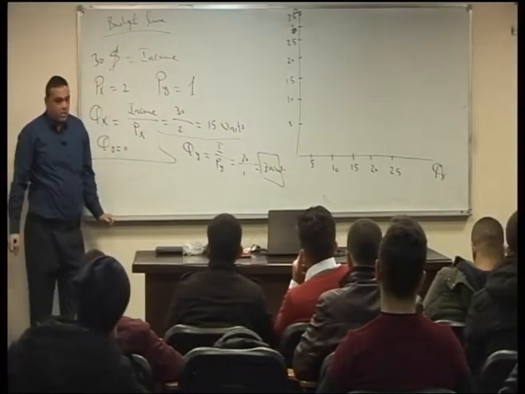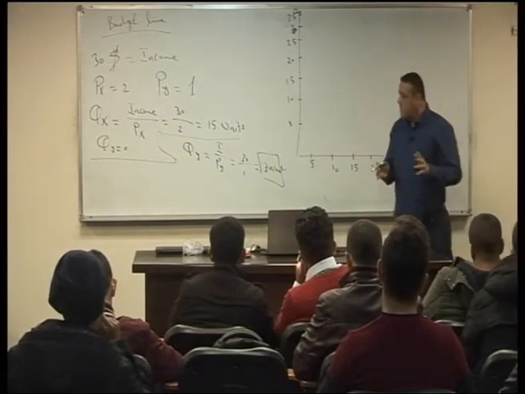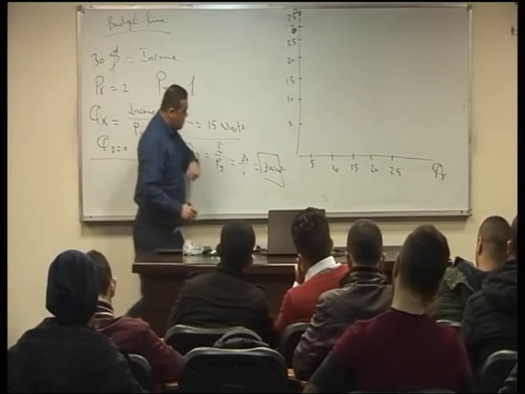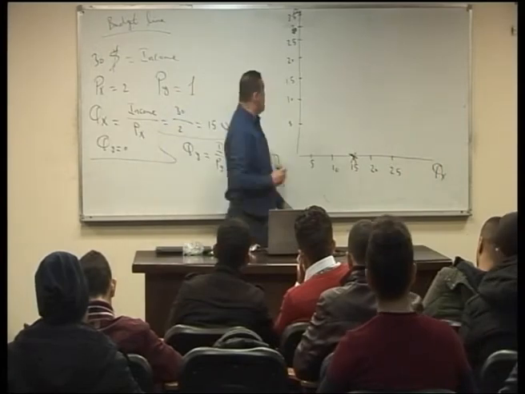As we mentioned before, if the consumer decided to allocate his income to buy only X, he can buy how many units? 15 of X. And Y, 30.